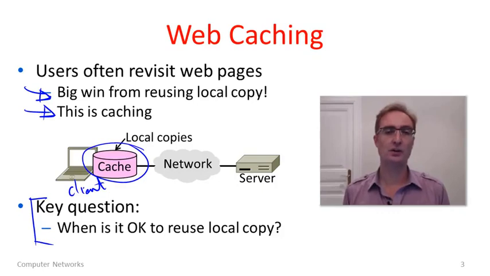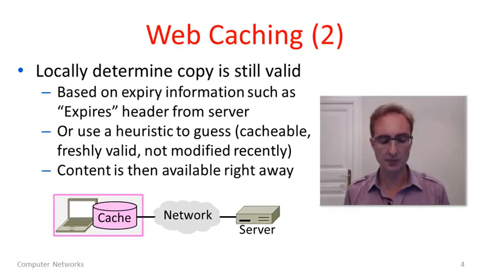So, how are we going to do it? Well, there are a couple of different options. Let's see them. The first option that you can use is to try and locally determine whether the content copy that you have in your cache is still valid. Valid means that it has the same contents as would be returned to you by the server if you were to request it again. How are we going to do that though? This is sort of getting a little circular.